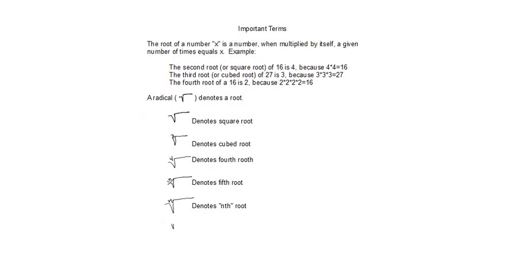A radical will denote your square root, and we've drawn that here for you. As you notice, there is no number in the little valley at the very beginning of the root. You can write a 2 there, but it's not necessary. The radical with the 3 is denoted as the cube root, the one with the 4 is denoted as the fourth root, 5 is the fifth root, and so on.